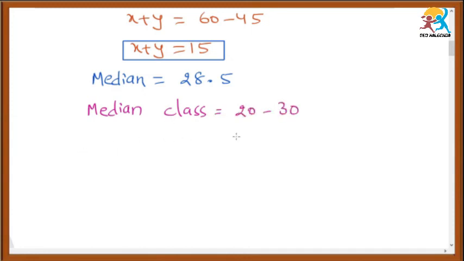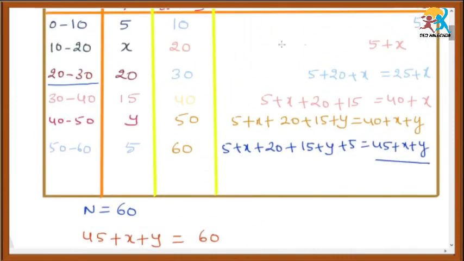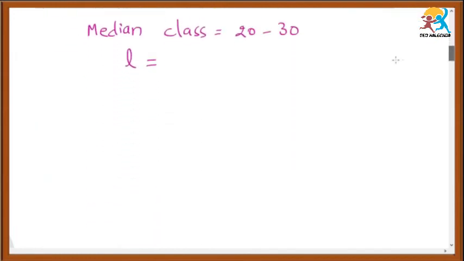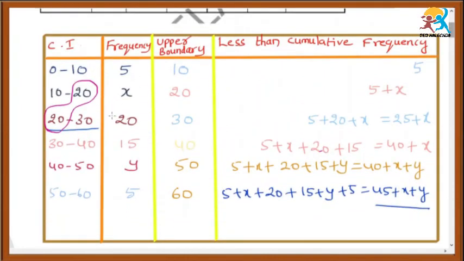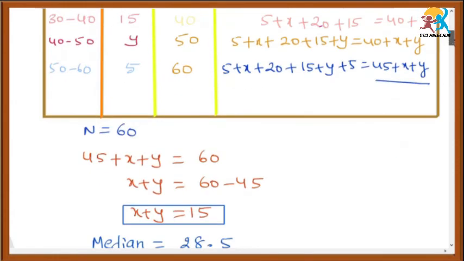Next, we should write the lower boundary. L is equal to the lower limit of the median class and the upper limit of its preceding class. So we just take the average of both. So L is equal to 20 plus 20 by 2, that is equal to 40 by 2, that is equal to 20. And we should write F. What is F? The frequency of the median class. The frequency is 20. So we can write here F is equal to 20.